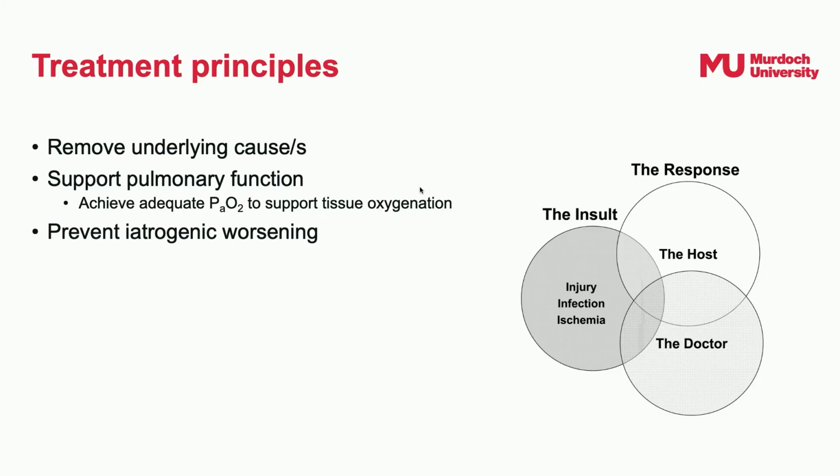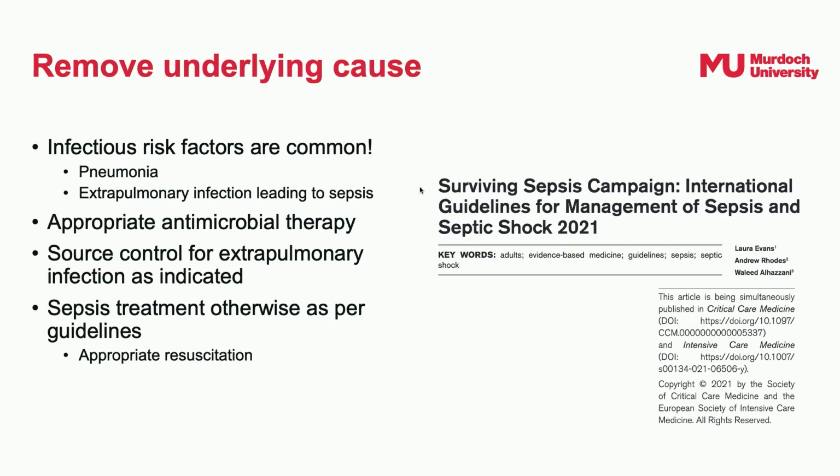But as well as treating that, we need to achieve adequate arterial oxygenation for our patient to have adequate tissue oxygenation, whilst at the same time limiting the amount of further damage that we do, because we have the great potential to do a huge amount of damage to a patient's lung with a mechanical ventilator. So we need to use it in a way that keeps the patient alive and limits that amount of damage. In terms of removing the underlying cause, I think I've probably gone through this adequately.